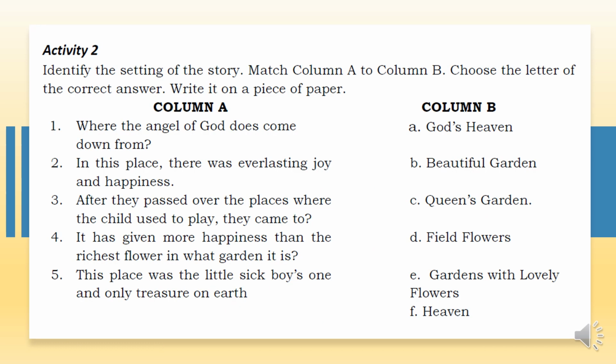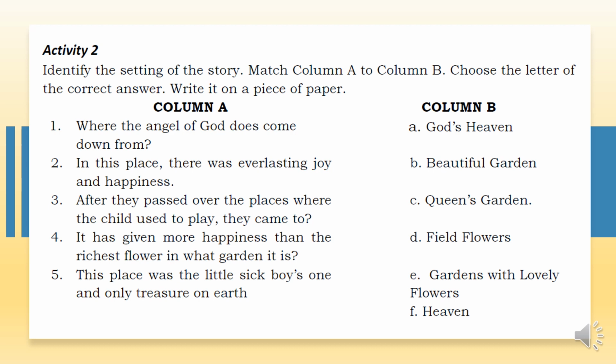Activity number 2. This time you have to identify the setting of the story. Match column A to column B and choose the letter of the correct answer. Again, write it on a piece of paper. Column A. 1. Where the angel of God does come down from. 2. In this place there was everlasting joy and happiness. 3. After they passed over the places where the child used to play, they came to. 4. It has given more happiness than the richest flower in what garden it is. 5. This place was the little sick boy's one and only treasure on earth.